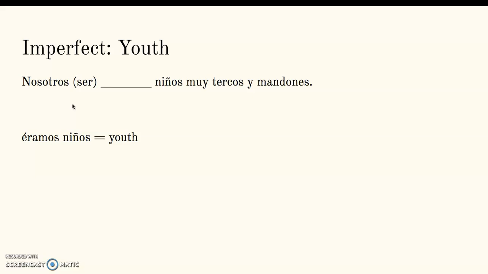So now let's talk about the example of youth. So, nosotros blank niños muy tercos y mandones. Remember, ser is also an irregular verb that turns into era, eras, era, éramos, eran. So this would be nosotros éramos niños muy tercos y mandones. The fact that this person is saying that we were very stubborn and bossy kids shows that they're talking about their childhood, their youth. So this is another example of what we mean when we say you use imperfect tense when talking about your youth. So here, éramos niños signifies youth.